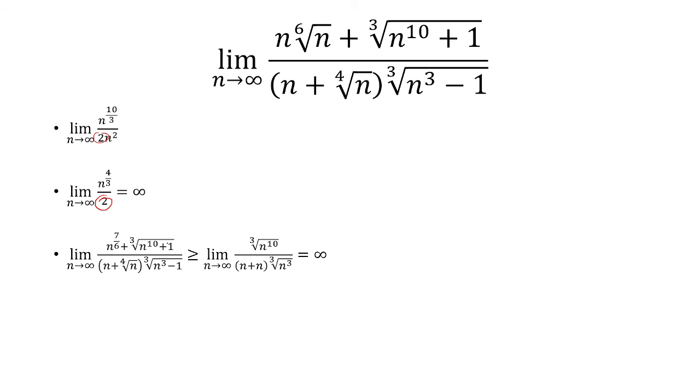So what we did was we found an expression that was smaller than what I originally started with. That smaller expression went to infinity, so anything bigger will also go to infinity. And so the final answer to this limit as n approaches infinity is infinity.